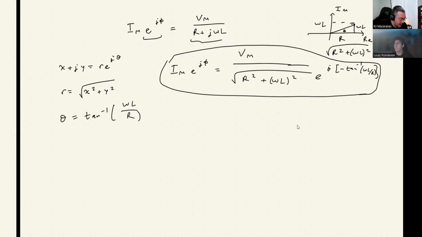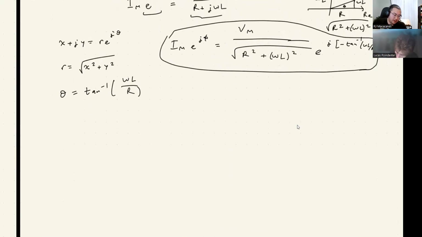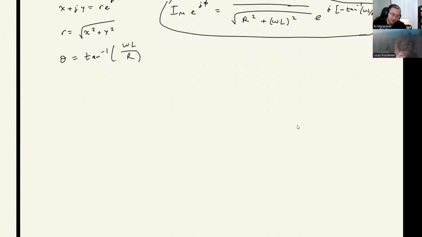Anyways, that's the motivation behind using Euler's equation to solve these things, because if you were to look at the solution from the differential equations approach, it would be much more difficult. And that leads us to the whole idea of phasors. So we'll talk about phasors here.